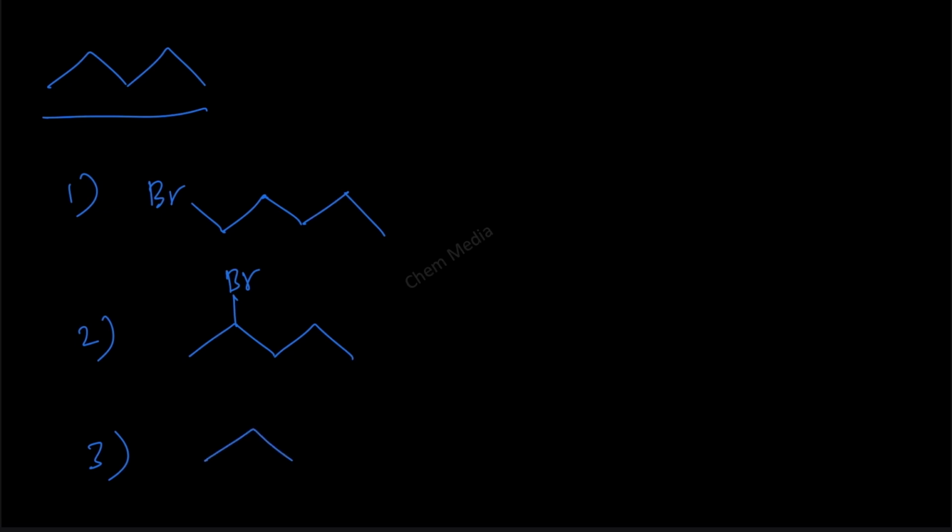So in this case, let's say we are putting a bromine at position 1. So therefore 1, 2, 3, 4, 5. This is 1 bromopentane, and then we can also write 2 bromopentane. 1, 2, 3, 4, 5, and then 1 bromine at second position. We can also write 3 bromopentane, isn't it? 1, 2, 3, 4, 5, and then 1 bromine at a 3 position.